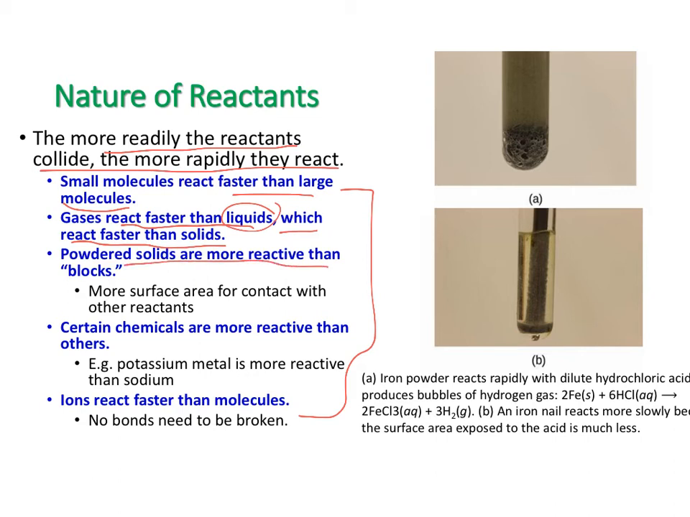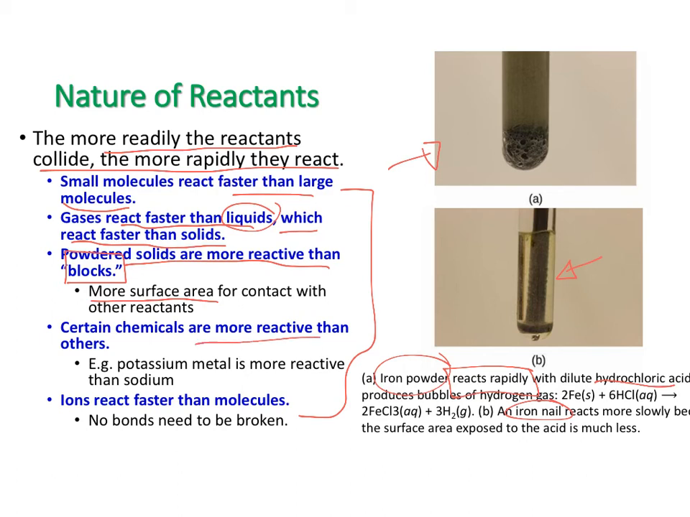Powdered solids versus anything that's like a thick block will react more. So, for example, here we have iron powder versus an iron nail. The iron powder reacts really fast with, in this case, HCl, versus the iron nail takes really, really long to completely react. And this is because for powders, you have more surface area. More surface area allows for more collisions again and causes a faster reaction rate.